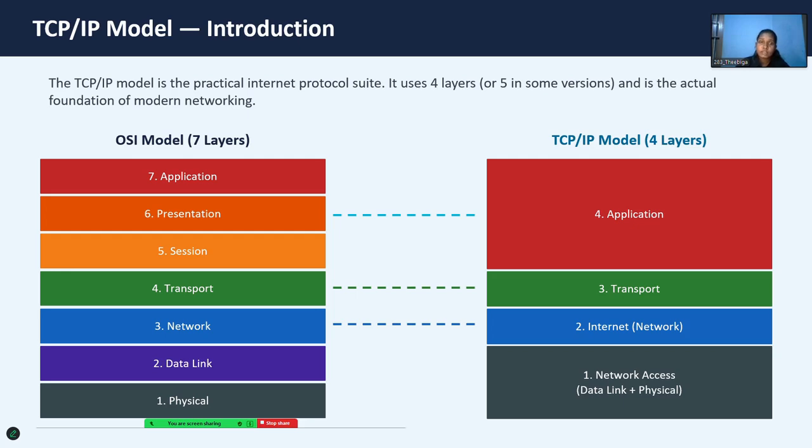The important point here is that OSI is the reference model. It helps us understand and discuss network concepts. TCP/IP is the actual implementation. It's what your devices are using right now to send and receive data. Both models are useful: OSI for understanding, TCP/IP for practice.